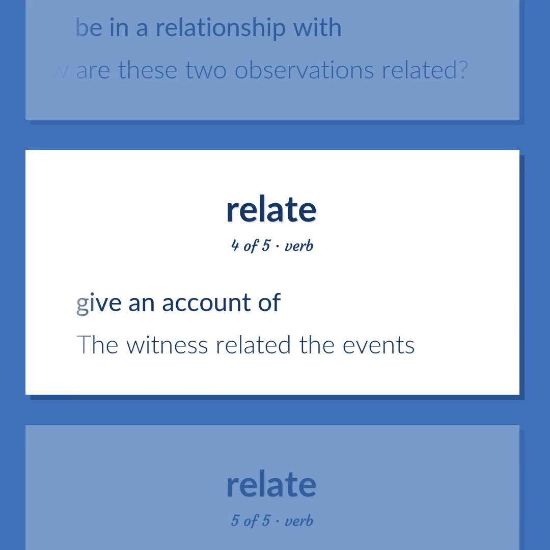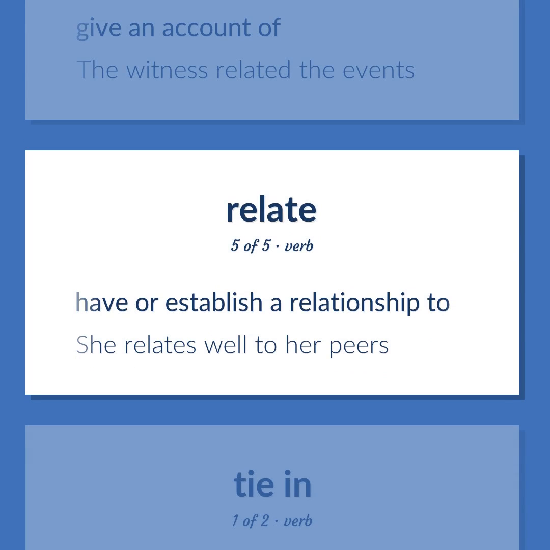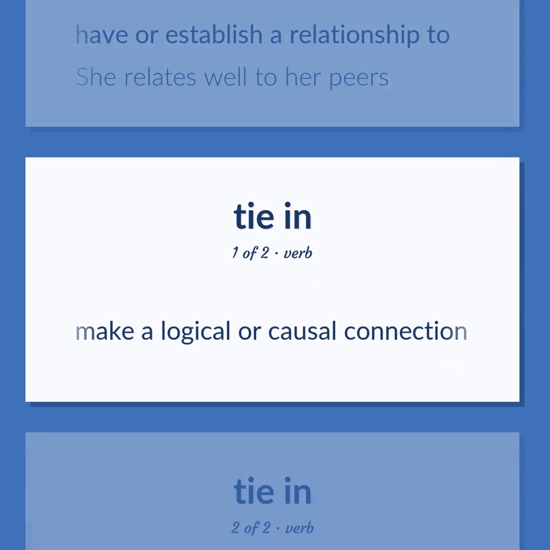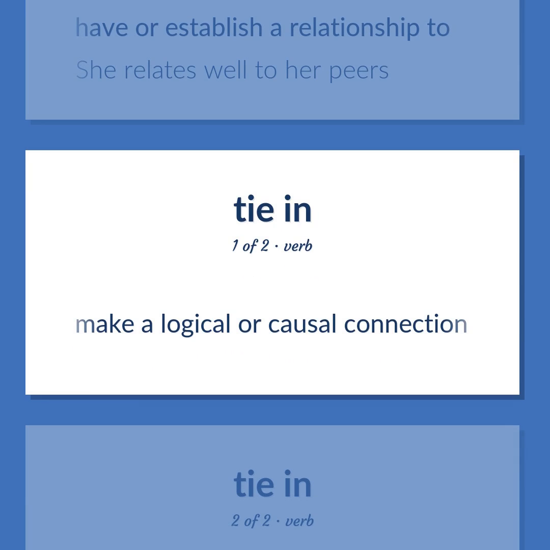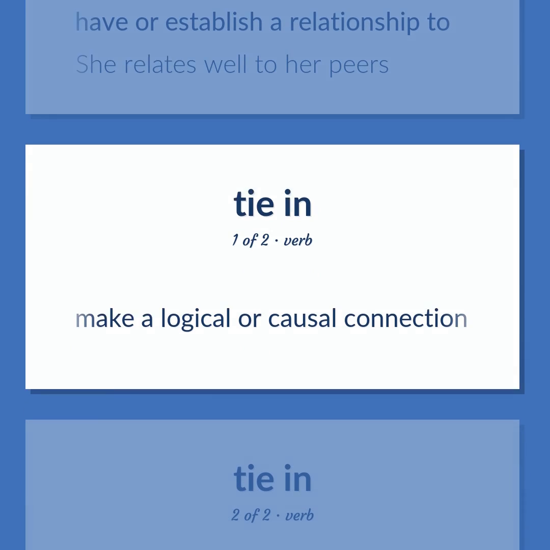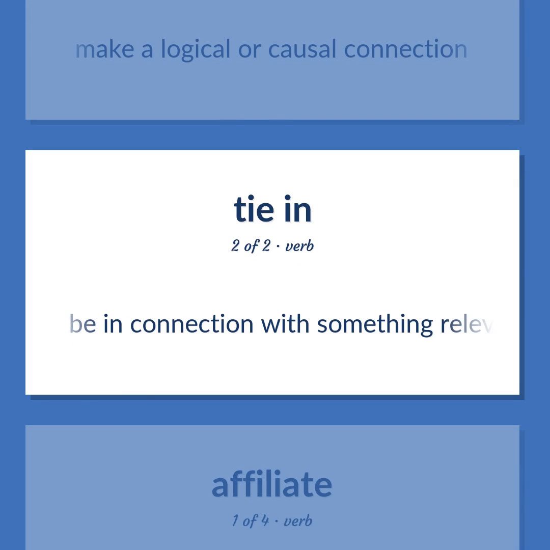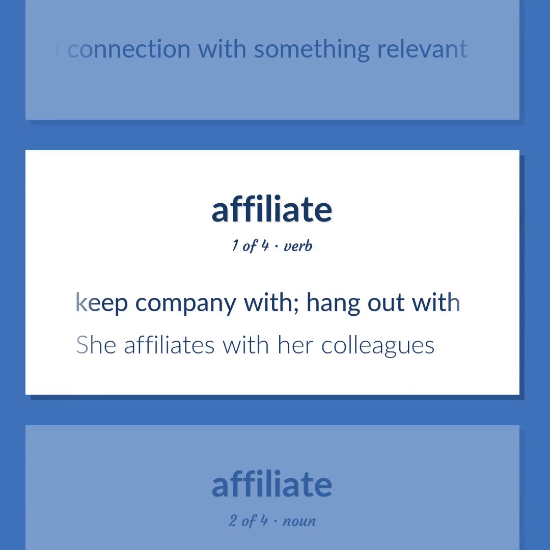Give an account of. The witness related the events. Have or establish a relationship to. She relates well to her peers. Make a logical or causal connection. Be in connection with something relevant. Keep company with. Hang out with. She affiliates with her colleagues.